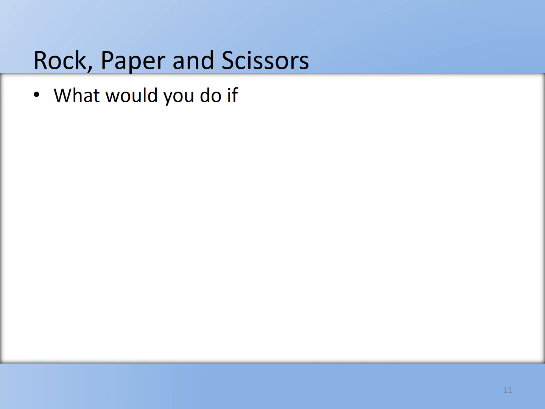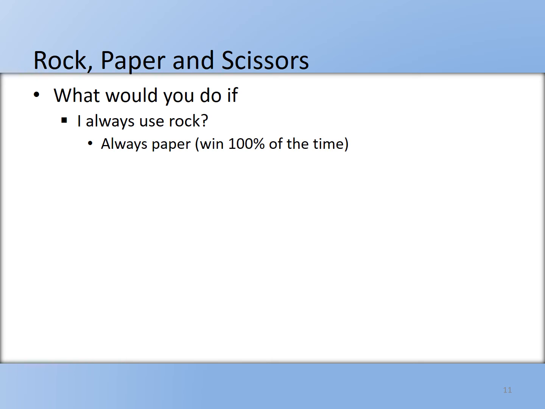So to show how this works, let's use rock, paper, and scissors again. Now this is the case I've already mentioned, right? If I always use rock, you always use paper. You win 100% of the time. So that's a simple case.